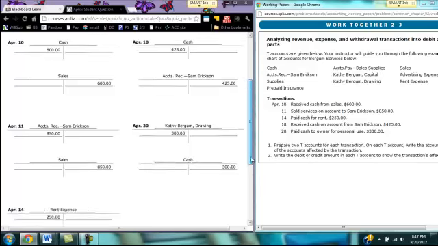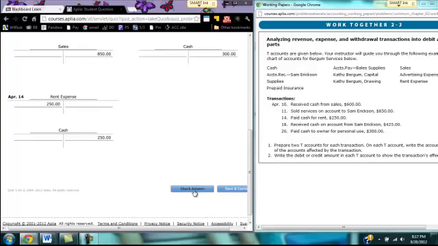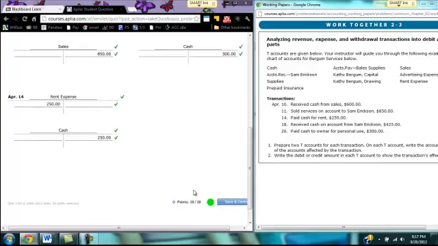So we'll go down, check our answers, wait for that green circle to pop up. Did everything right. So good luck on your own 2-3 mastery problem.